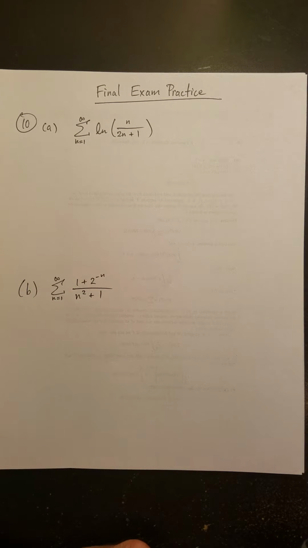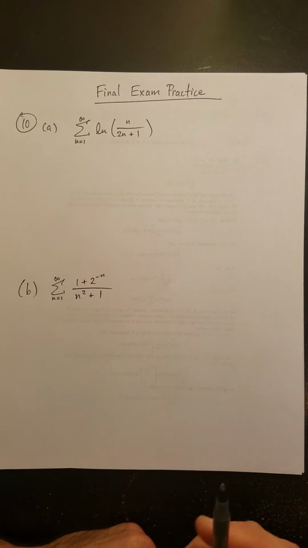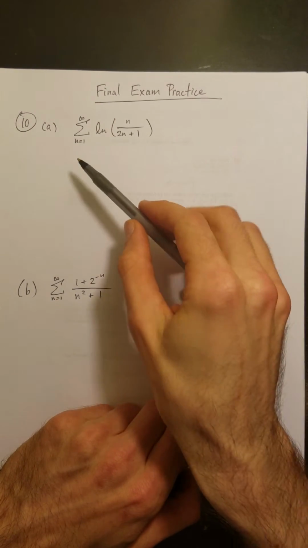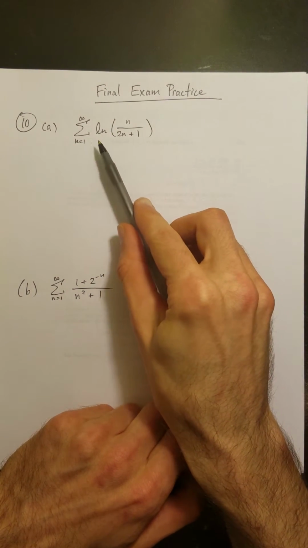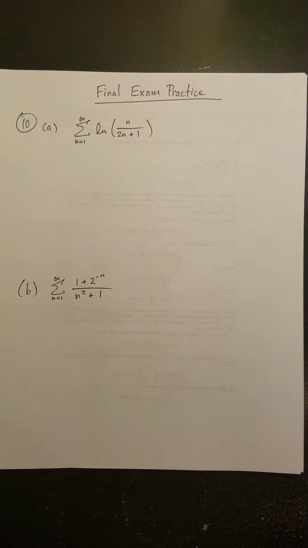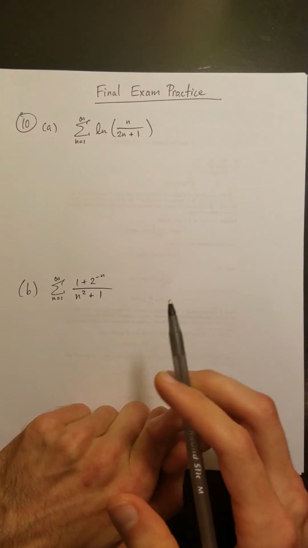All right, so we're at problem 10 of the final exam practice. With each one of these parts, A, B, and C, we want to determine whether the series that we're given is absolutely convergent, conditionally convergent, or divergent. Let's focus on part A for right now.